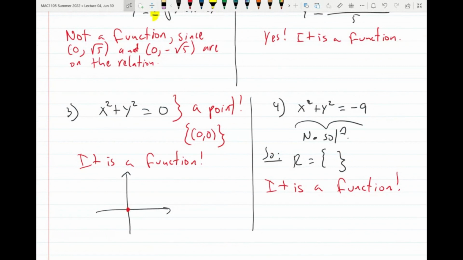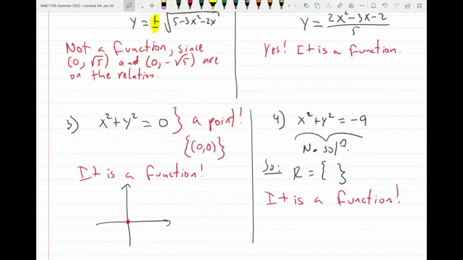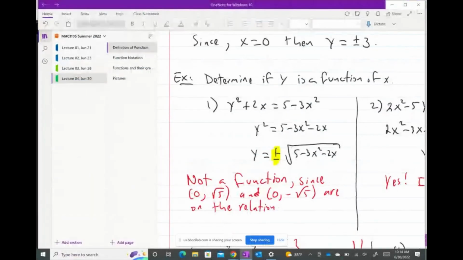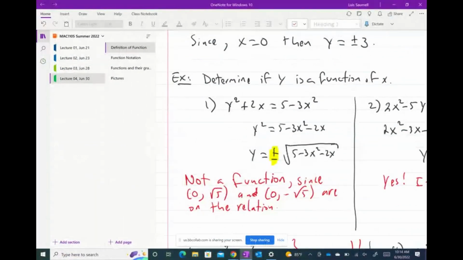Okay, but away from these extreme scenarios, if you see a y squared, then most likely it's not going to be a function. Okay, good. Any questions? So do you understand how to tell whether an equation represents a function or not? Okay, perfect. So now that we know that, let's talk a little bit more about functions. So let's talk about function notation.